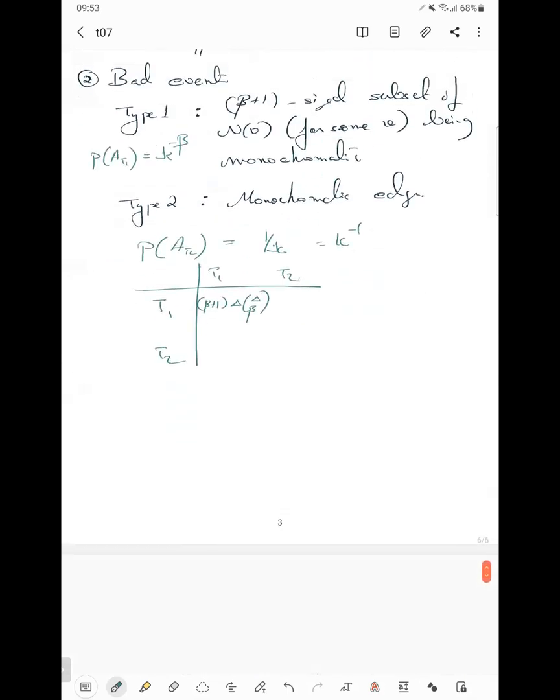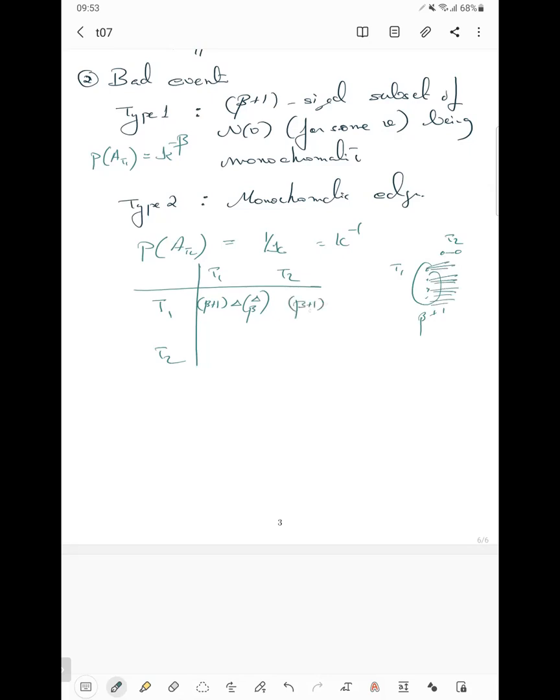How many type 2 events can a type 1 event depend on? That means an edge should share at least one vertex with these beta plus 1 vertices. This is the type 2 event, this is the type 1 event, and this is a vertex coloring. In order for them to have any influence on each other, they should at least share one vertex, right? Which means this T2 edge is going to be of this form.